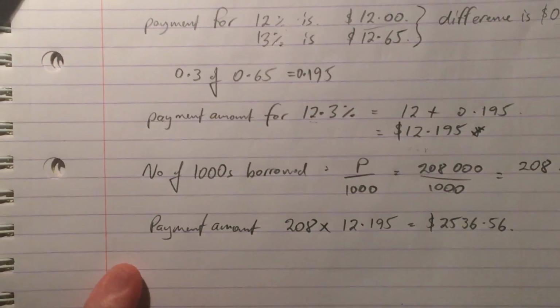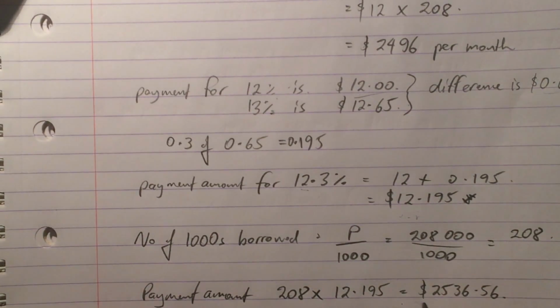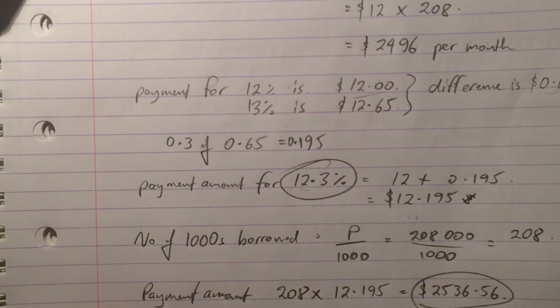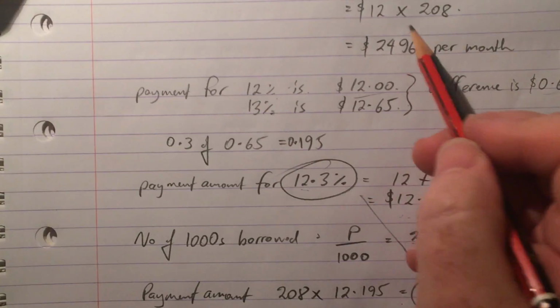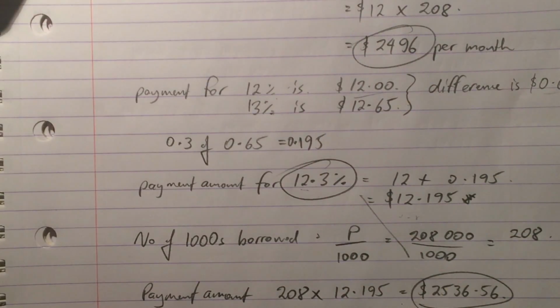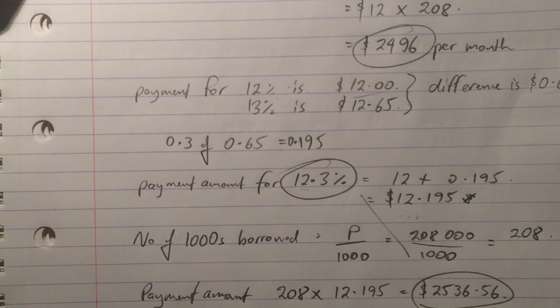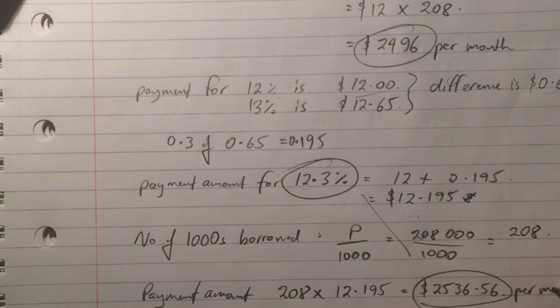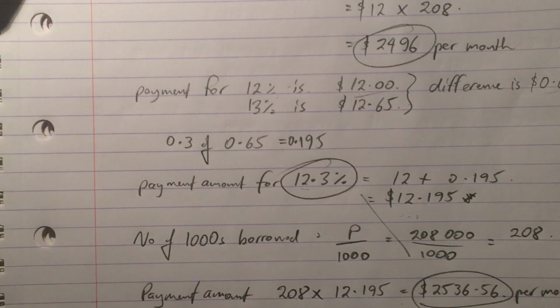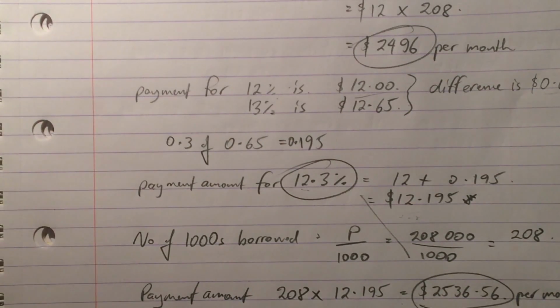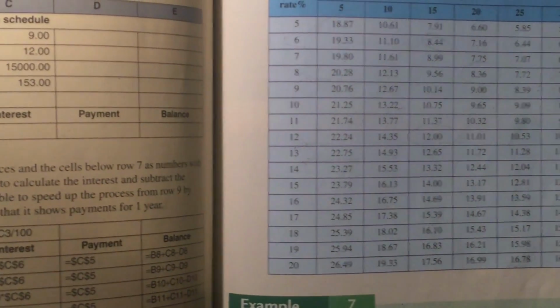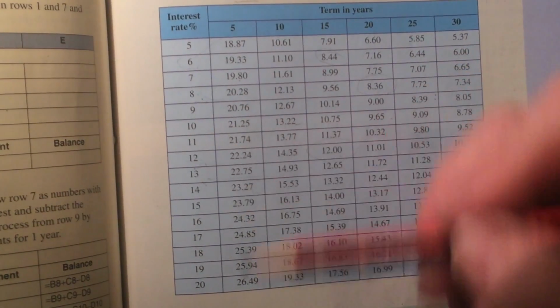So you can see that the payment amount for 12.3% is slightly more than the payment amount we calculated for just 12%. And that's how you calculate a monthly payment amount for a loan compounded monthly with an interest rate that lies somewhere between the values that are specified in the table.